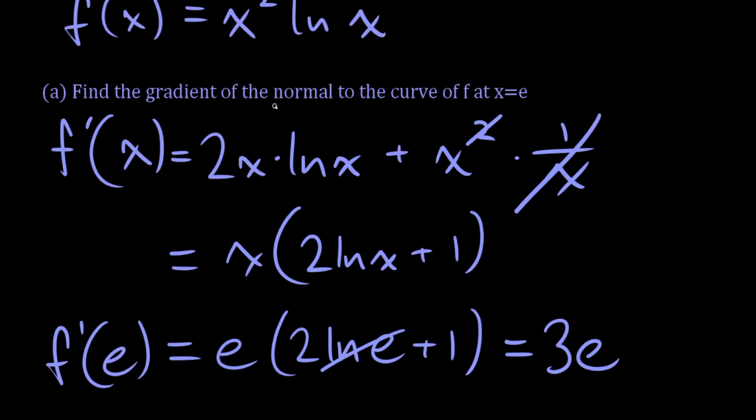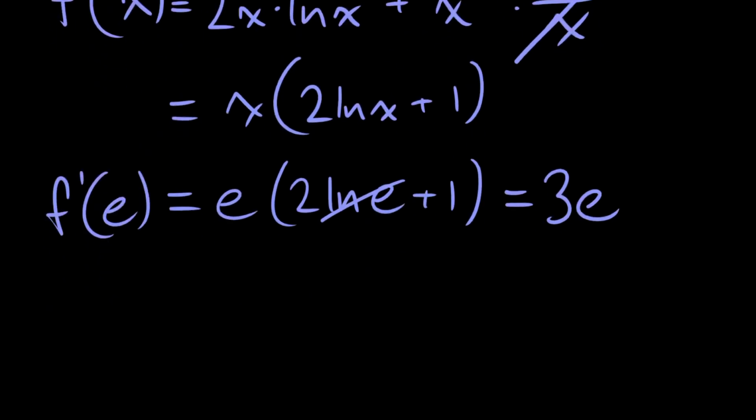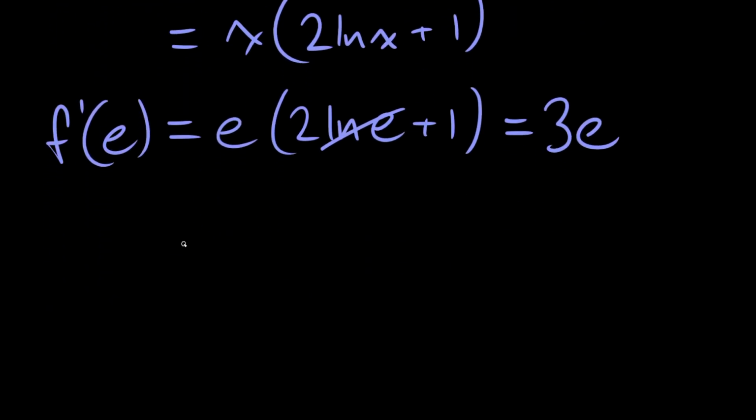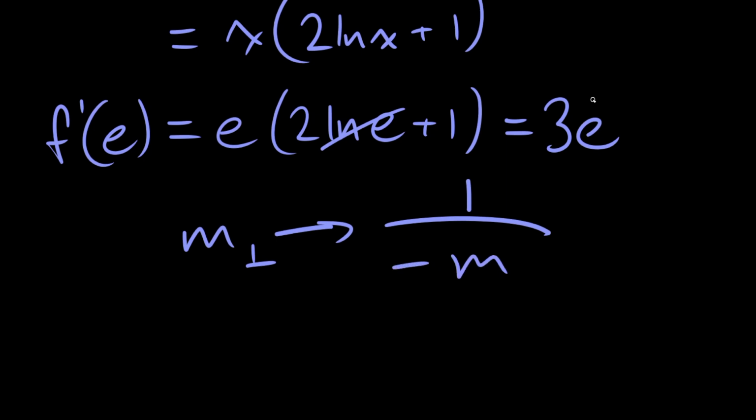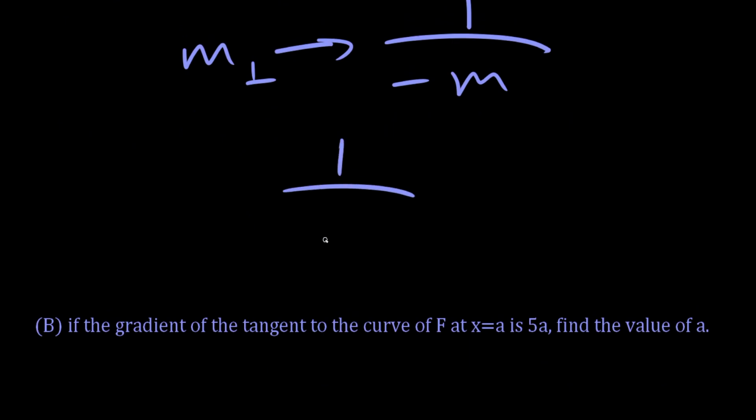And since the question asks for the normal at this point, we're instead going to have to use the negative reciprocal, because in order to find the reciprocal of something, you take 1 over that number and make it negative. So 1 over 3e and make it negative. And that's your solution for the first question.